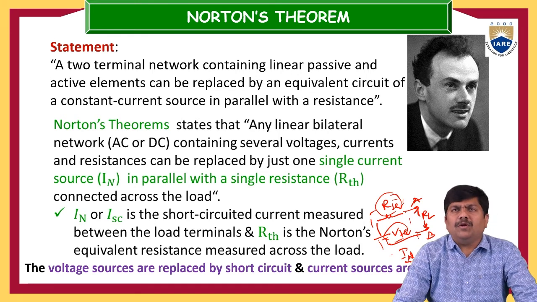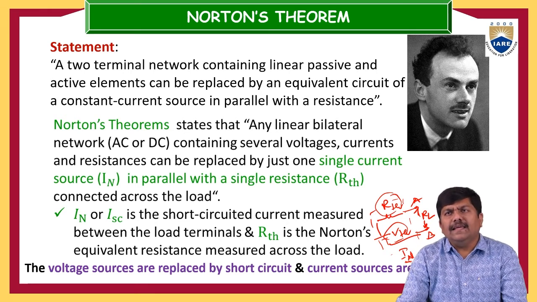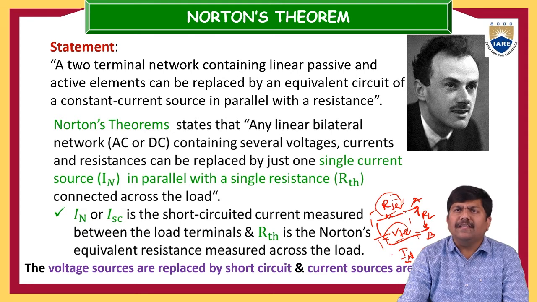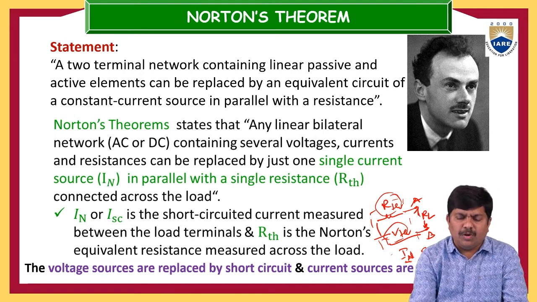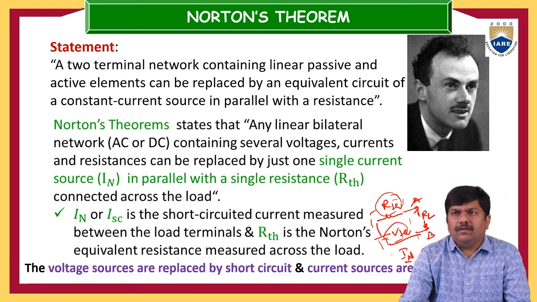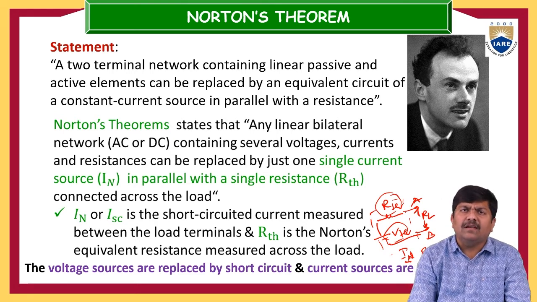Coming back to our statement, Norton's Theorem states that any linear bilateral network, whether AC or DC, containing several voltage sources, current sources and resistances can be replaced by just one single current source in parallel with a single resistance, and these two are connected across the load. As we discussed with this simple drawing, IN is the single current source that is the equivalent of all the active sources except the load.